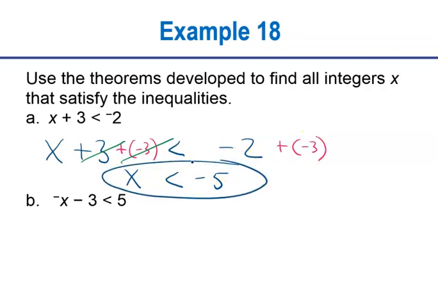So any x that I plug into this inequality must be less than negative 5 for it to be true. So for instance, let's just take negative 6. It's less than negative 5, correct? So negative 6 plus 3 is less than negative 2. Is that true or is that false? Well, negative 6 plus 3 is negative 3. Negative 3 is less than negative 2. That's true. And any number less than negative 5 is going to make that inequality true.